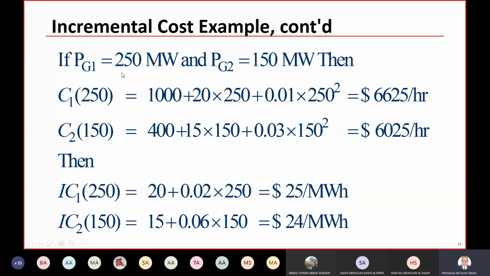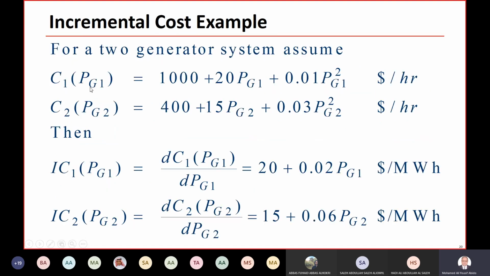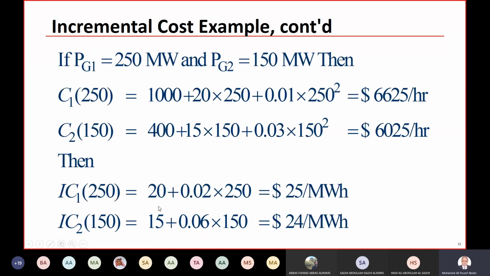If PG1 equals 250 megawatt and PG2 equals 150 megawatt, of course you can calculate the cost. You substitute here PG1 equal to 250 and the 250 squared, for the other one 150 and the 150 squared. And also here you can calculate the incremental cost at 250 and 150. It's very simple. You can just substitute.